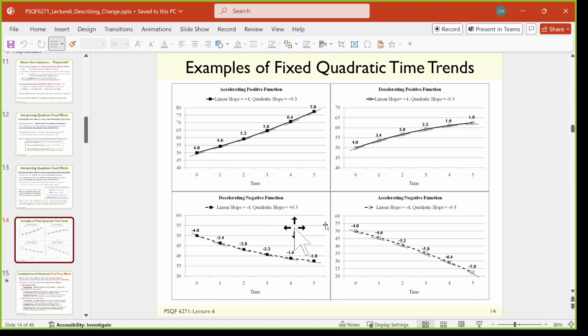Then these ones have negative linear trends at time 0. The one on the left becomes less negative by twice the quadratic for each unit in time. The one on the right becomes more negative.